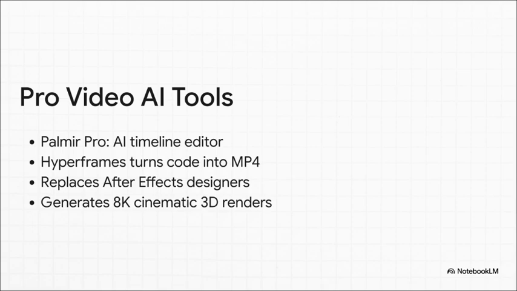Finally, for the true video professionals out there, we have Palmyra Pro and Hyperframes. Palmyra Pro actually plugs your AI agent right into your editing timeline on Mac, letting you just hand off chunks of manual editing over to the AI. Hyperframes takes it a massive step further. It turns code directly into MP4 videos. Our source showed exactly how it generated this hyper-realistic 3D liquid glass and chrome ribbons colliding in absolutely stunning cinematic 8K resolution, and it did it entirely from code. It essentially completely replaces the need for a motion designer in After Effects.